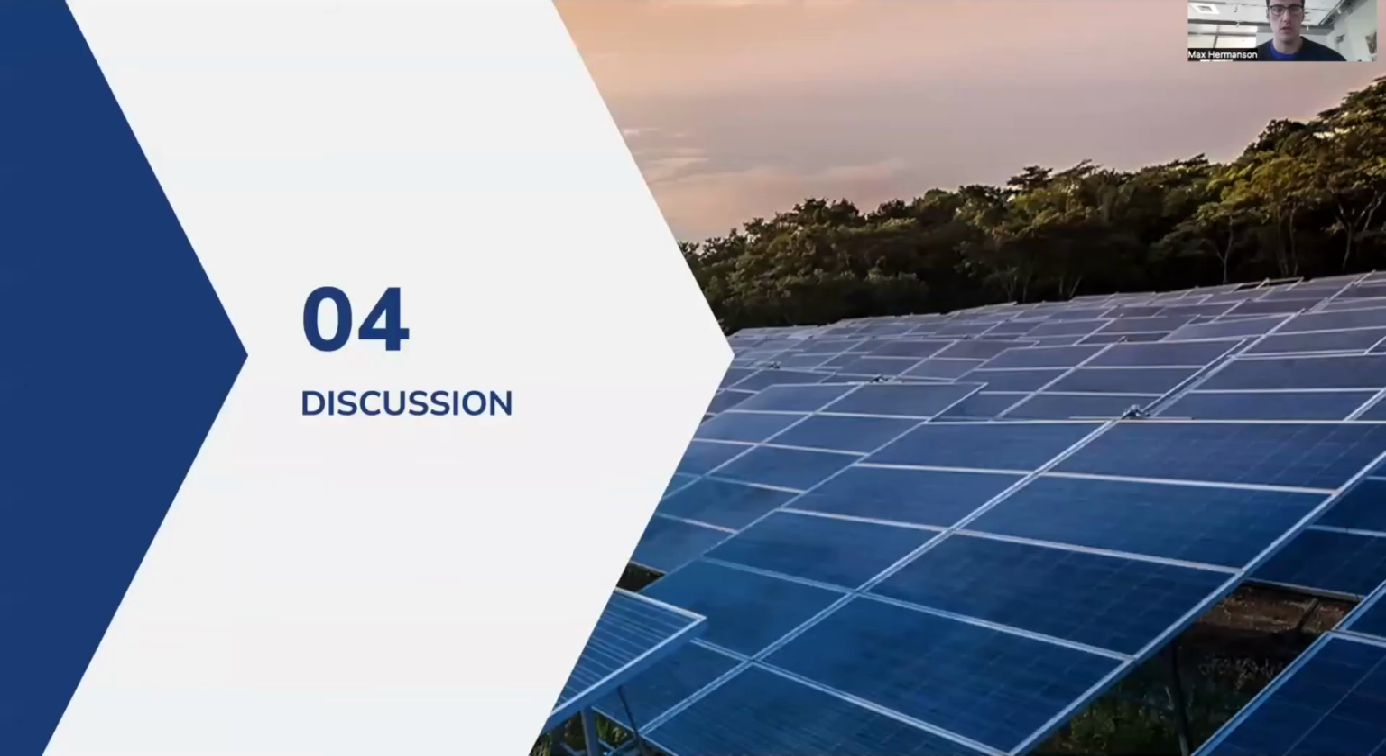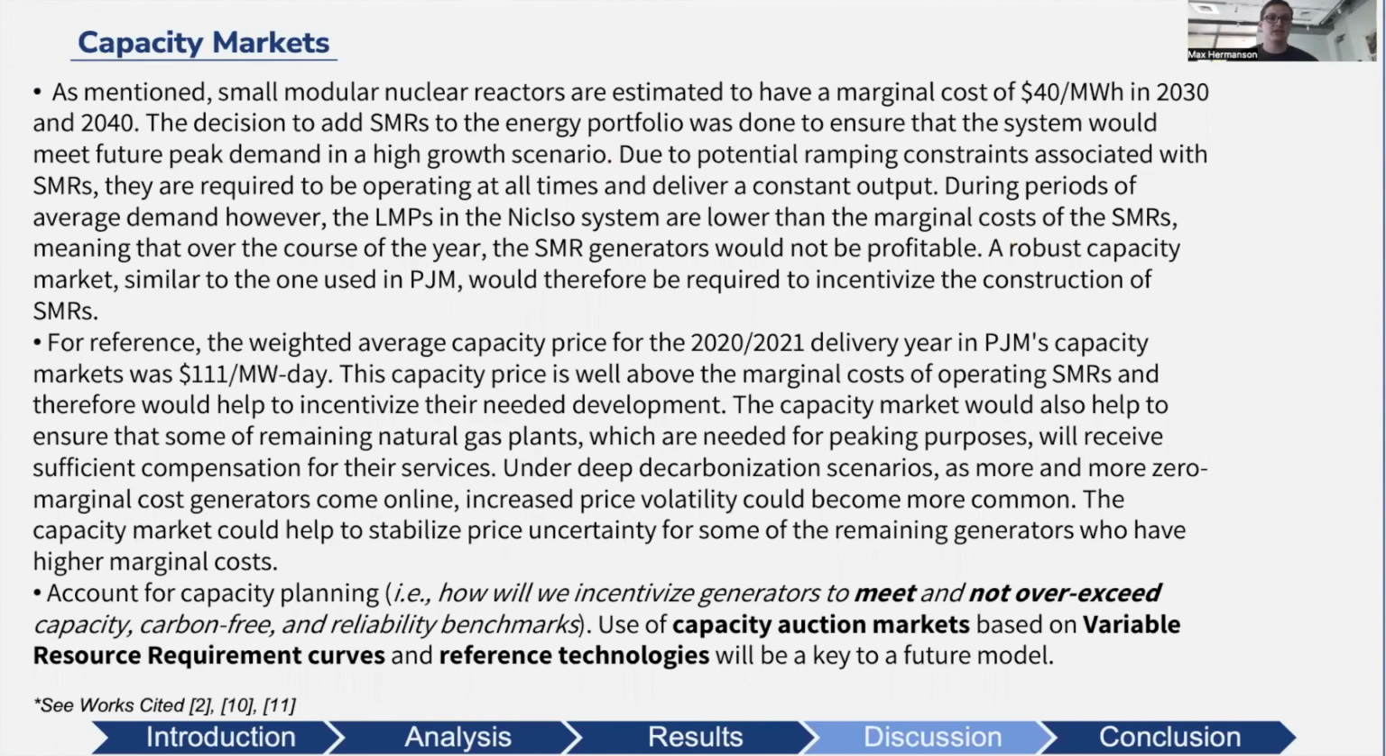And for the discussion section. So as mentioned, we are adding SMRs to the energy mix in order to meet that peak energy demand in 2040. However, due to potential ramping constraints associated with them, we decided to leave them on at all times, but that created scenarios where their marginal costs were higher than the LMPs of the system. And for that reason, we will have to rely on capacity markets to fill that gap and make up those associated costs.